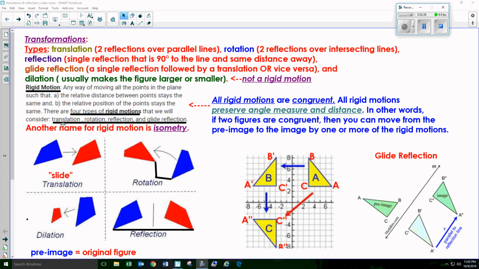Now, the PARCC and Engage New York focus on these first three. I'm not saying they might not throw this in here. I haven't seen it written, I don't think, on the PARCC or the DCAS. They focus on these three. A glide reflection, if you look over here, is a combination of a reflection first and then a translation second. So I think that's why they don't focus on that as itself as a word, because you already have the two pieces of a reflection and translation in here.